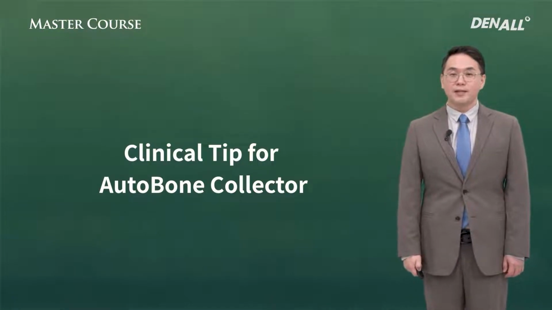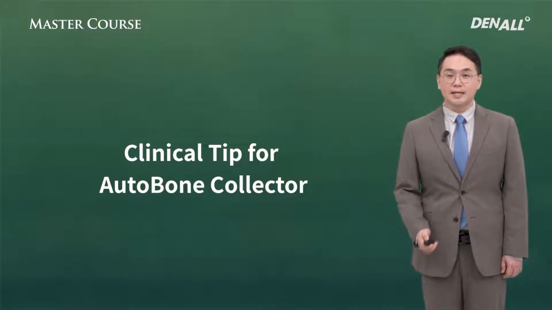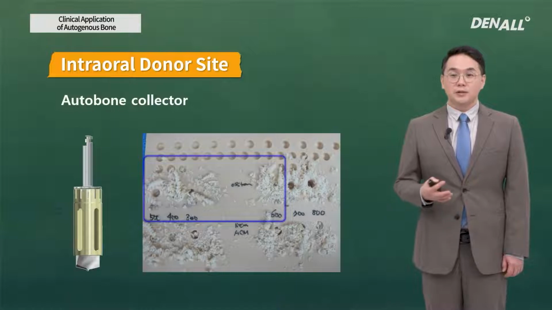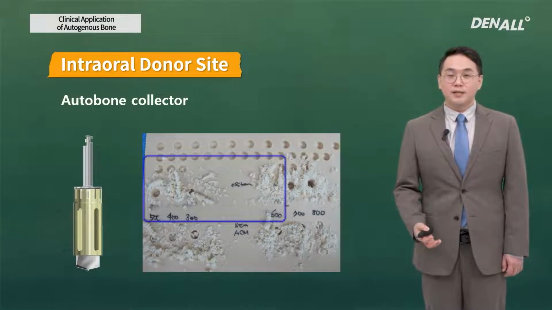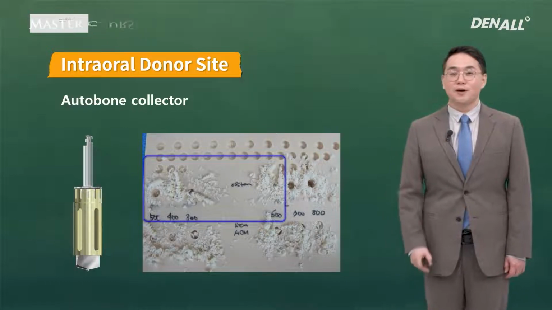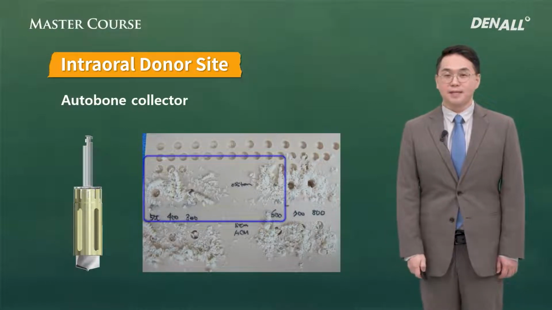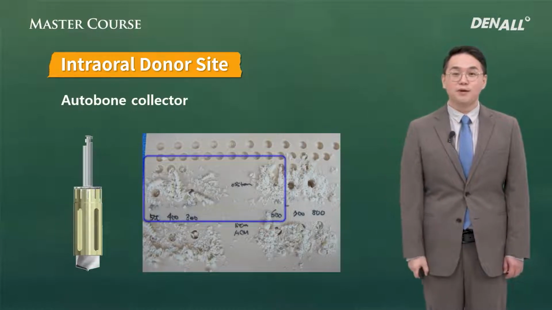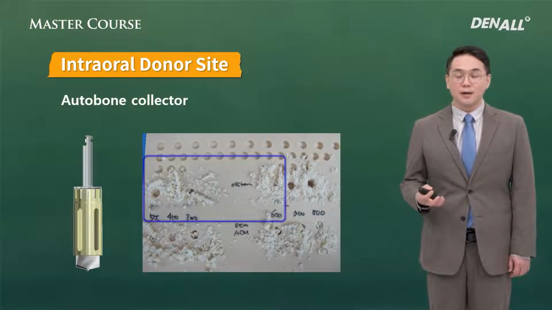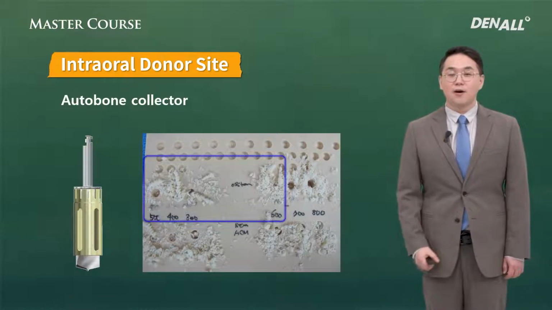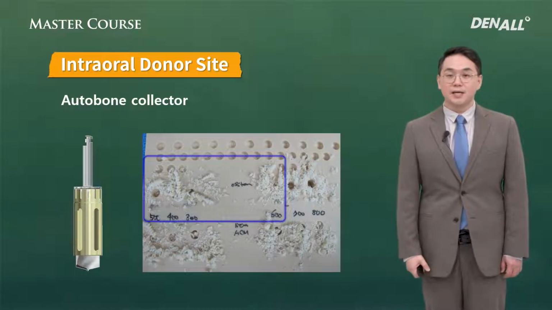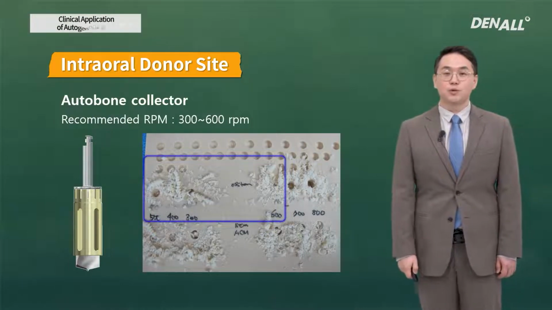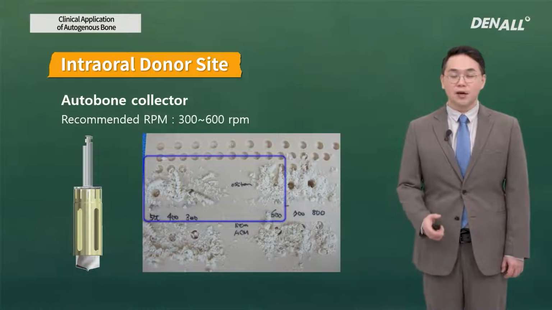You need to remember the tips when you use auto bone collector clinically. First, the cutting speed. If it is 800 to 1500 RPM, like the taper drill or the cutting drill, the harvested bone particles are too small. If you use a twist drill at 1500 RPM, the bone debris is very small. If the bone particle is very small, it will be resorbed even more. So proper size autogenous bone graft material needs to be acquired. For that, 300 to 600 RPM is guided, and I use 500 RPM clinically.